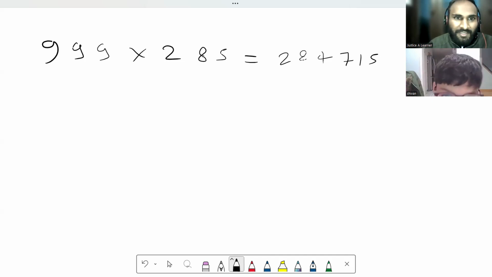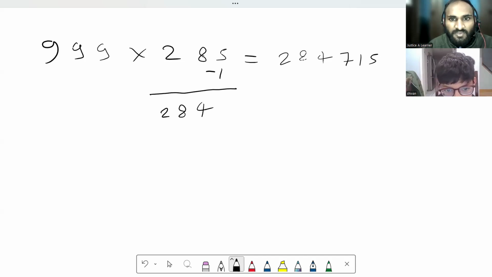The rule is very simple. Whenever we have a number containing 9 as all the digits, and that is being multiplied with any number, we do this first. We subtract 1 from the number which is being multiplied with the number of 9s, and then we get the result, that is 284. So that is the half part done. Have you got this? Yes.